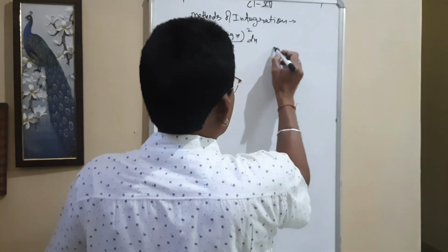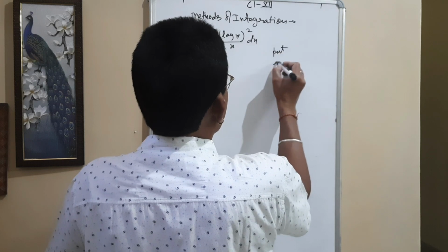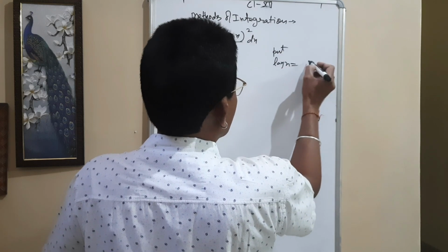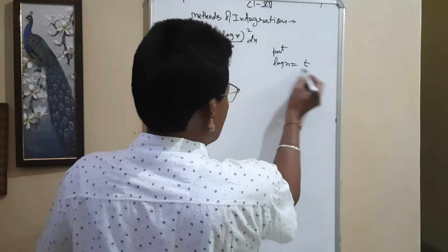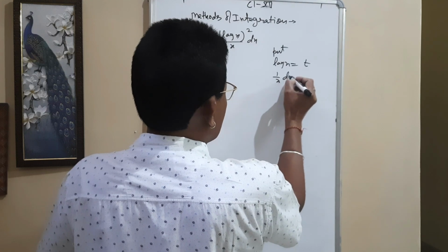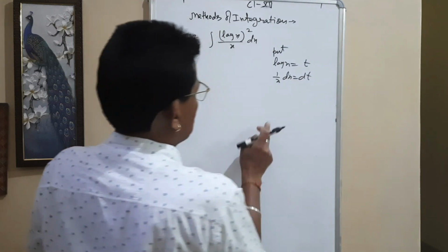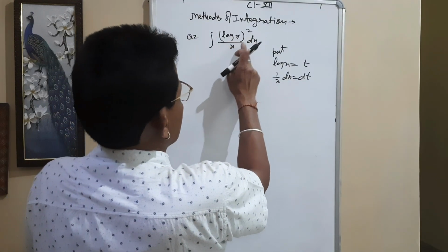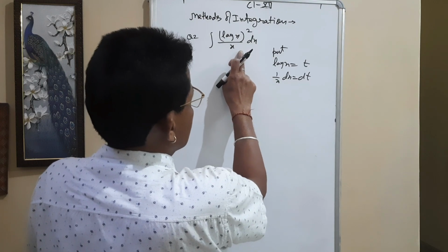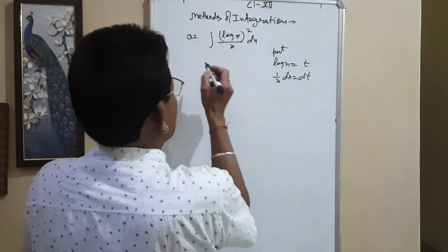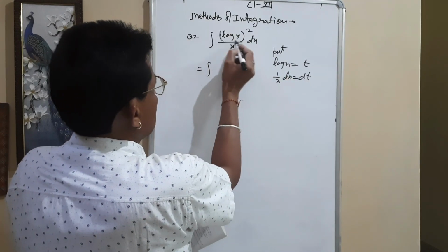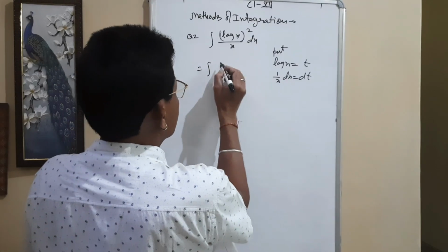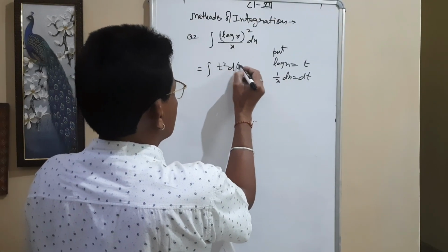Okay? That is why let me put, what are you going to put? Log x is equal to t. Differentiation on both the sides, 1 upon x dx will be equal to dt. You see, 1 upon x here, in the denominator that is x, 1 upon x dx is equal to dt. Let me put it. What you will put in place of log x, that is t square and dt.